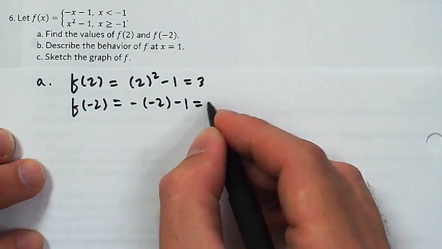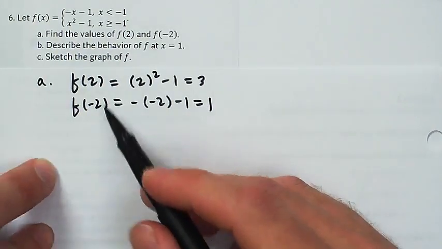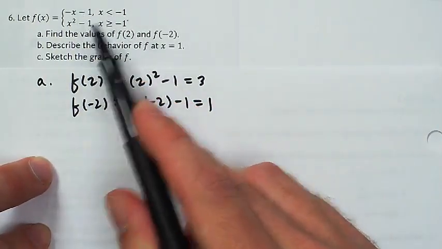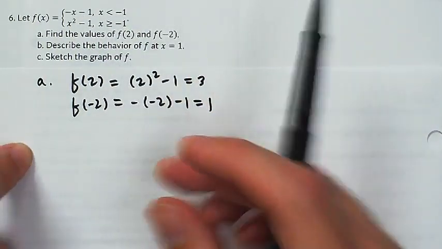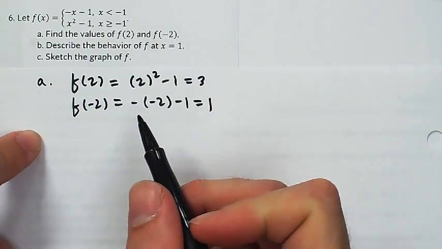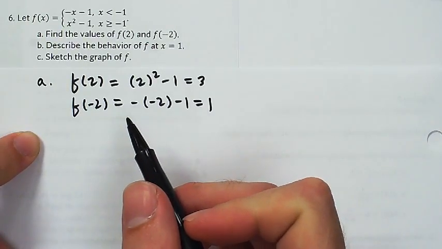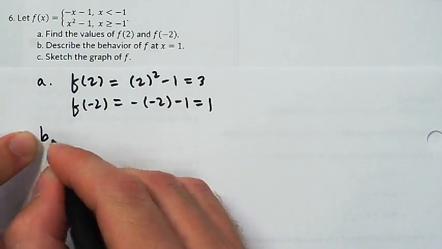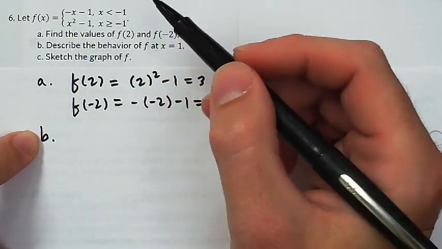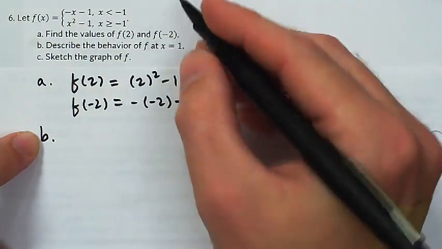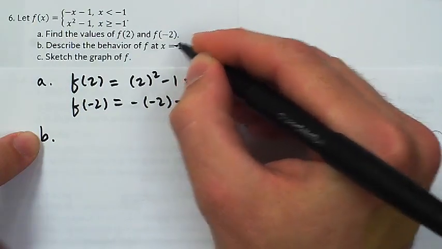So I've got 2 minus 1 is 1. Those are the values of f of 2 and f of negative 2. We just have to know which rule to plug into based on the rules about the domain. Describe the behavior of f at x equals 1. Oh, whoops, that's supposed to say x equals negative 1. I'm going to change that so it's more interesting.